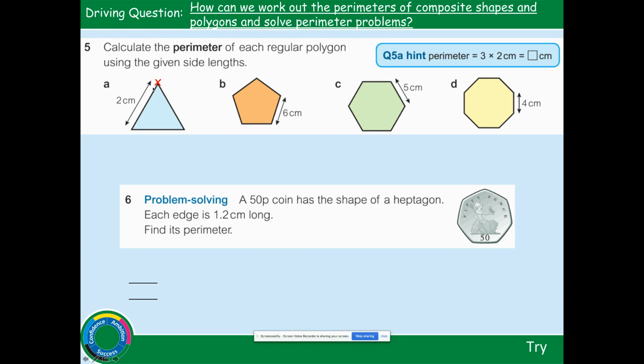My start point, I know that I've got 2 centimetres here. They're regular polygons, so that means all the sides are the same length. So I've got 2 here, I've got 2 here, and I've got 2 here. So my perimeter could be 2 add 2 add 2 equals 6. Or I could just go, I've got 2 centimetres times 3 sides. So I could say it's 2 times 3 equals 6 centimetres. Have a go at B, C and D, and then have a go at question 6. Press pause and then press play when you've completed them, and we'll check the answers.